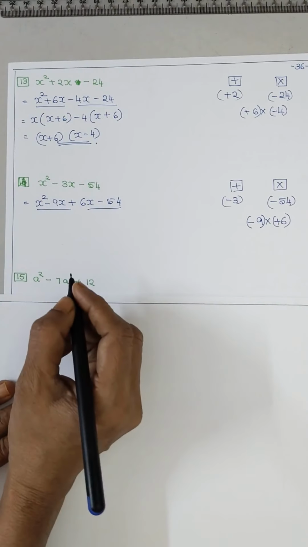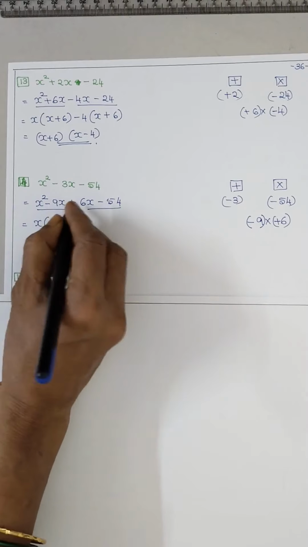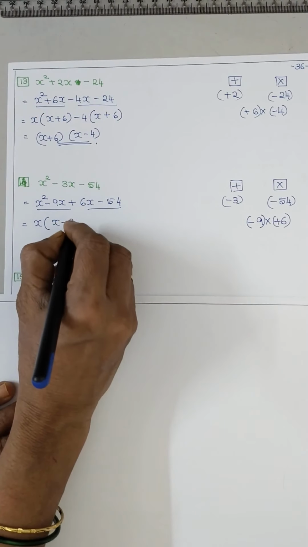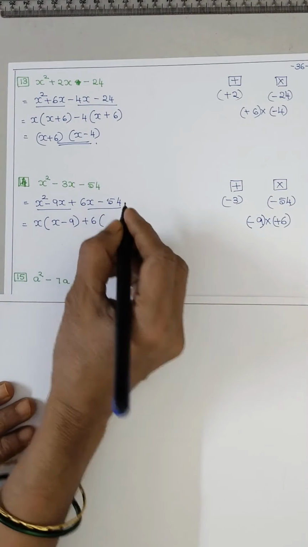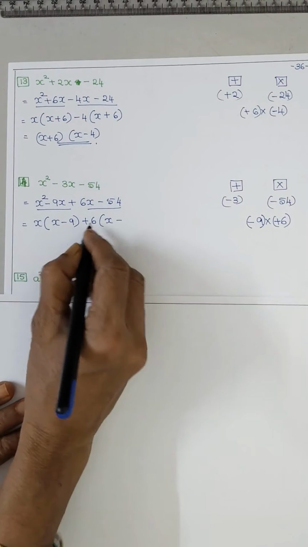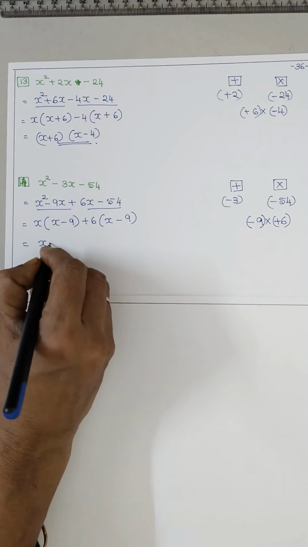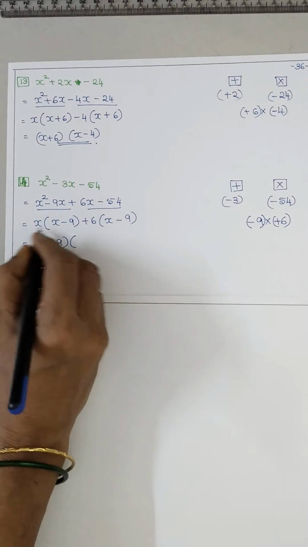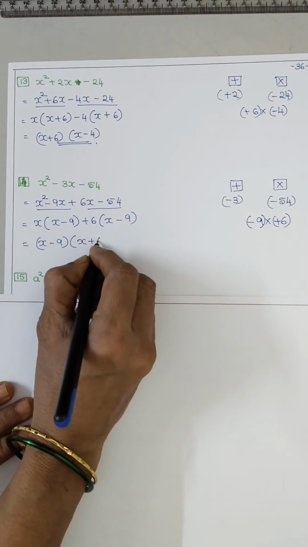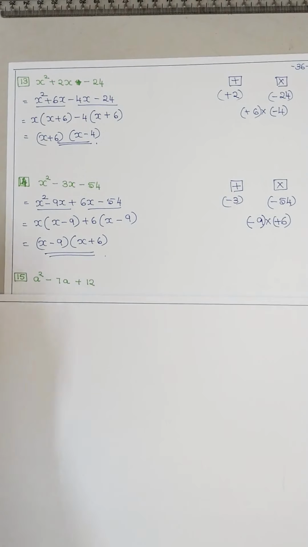Underline first two, last two. x is common: x minus 9, plus 6 common. x minus 6 9s are 54. So x minus 9, we got within the bracket. What's remaining? x plus 6. Is it okay?